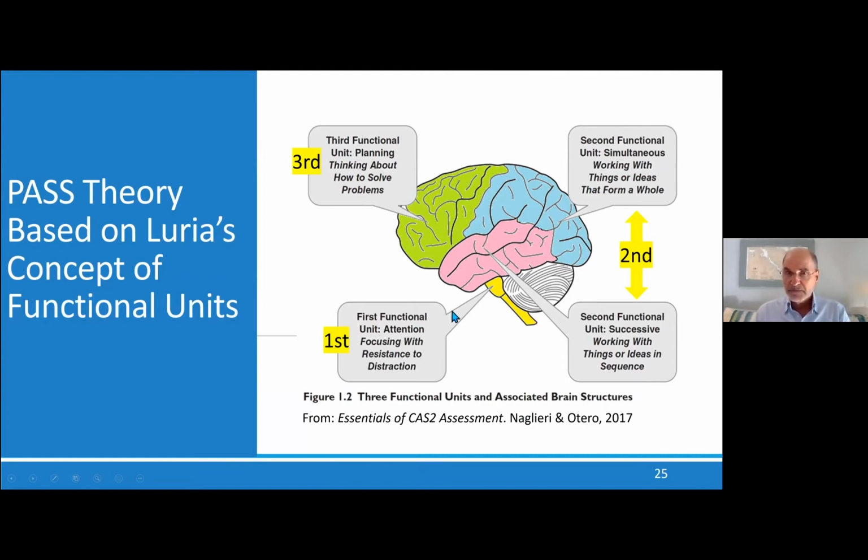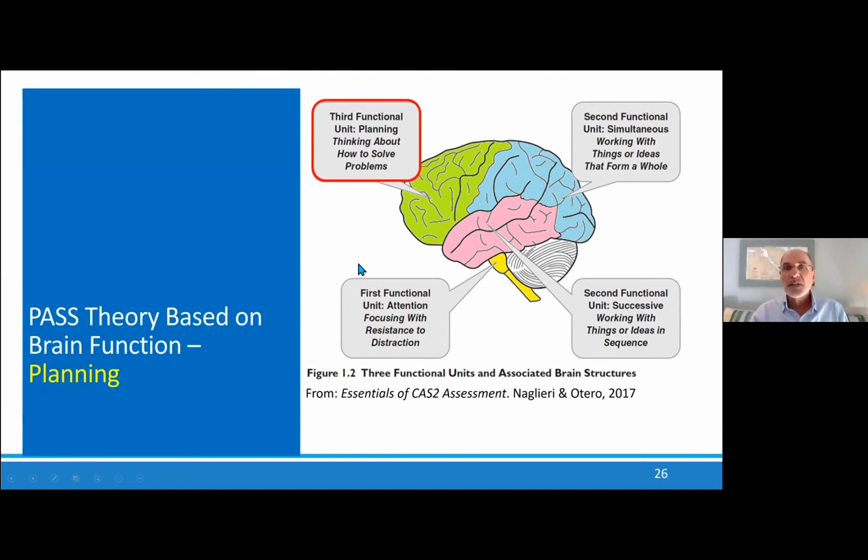First functional unit is the base of the brain. That's for attention, resistance to distraction. The second functional unit, the back part of the brain, that's for occipital-parietal for simultaneous, temporal for successive. And then the front part of the brain, of course, that's what we call planning. We also think of it as executive function, metacognition, similar words, similar descriptions. So let's talk about each of these processes in turn here.